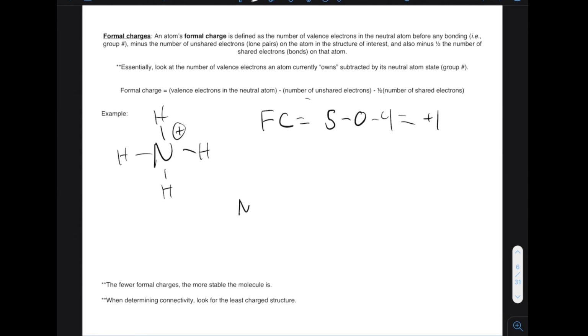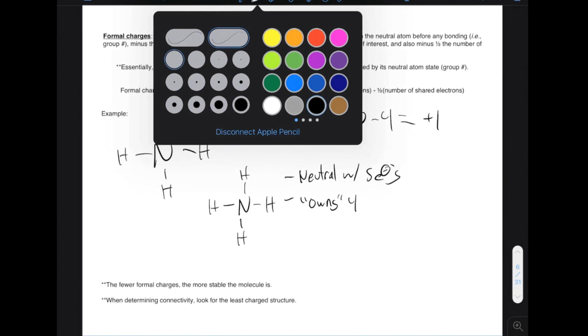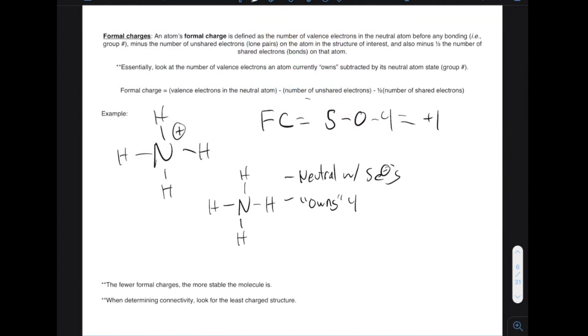Another way to look at this, without thinking about the math too much, is what I tend to do: nitrogen is neutral, quote unquote, with 5 electrons, and it currently owns 4, because there are 8 electrons around it from sharing electrons with the hydrogens. But in each of those bonds, we can say there's really 1 electron that the nitrogen owns. So thinking about it that way, if it's neutral with 5, and it owns 4, that is +1. Positively charged.